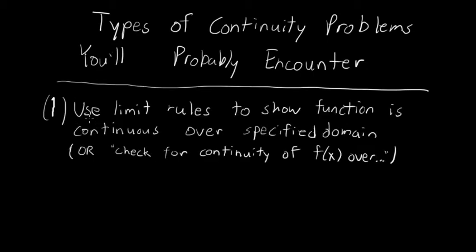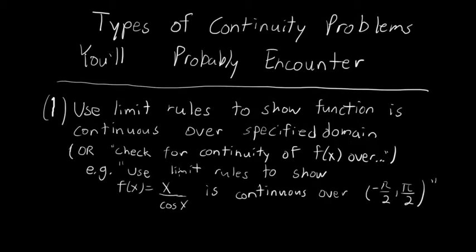So you'll probably be asked to use limit rules to show that a function is continuous over a specified domain. Another way you could see this type of question worded could be "check for continuity of f of x over," and they'll give you some interval. An example question of this type would be: use limit rules to show that f of x equals x over cosine of x is continuous over the open interval negative pi over 2 to pi over 2. I'm going to show an example for each of these types, and we will work each of these examples in other videos.